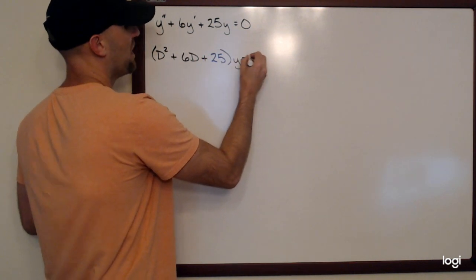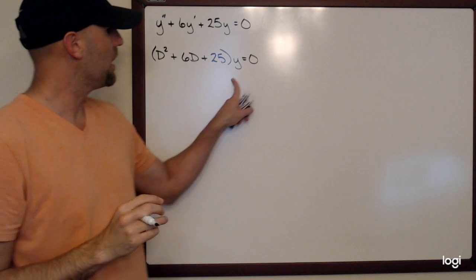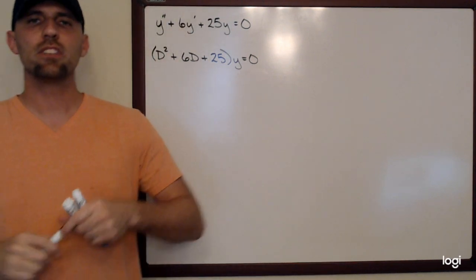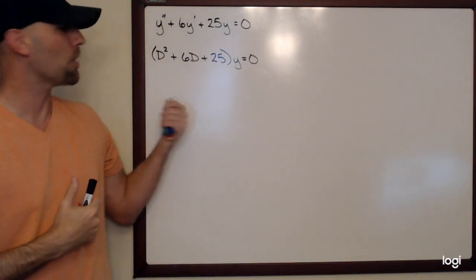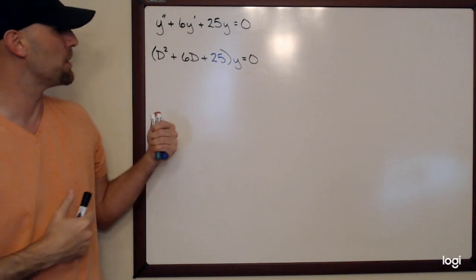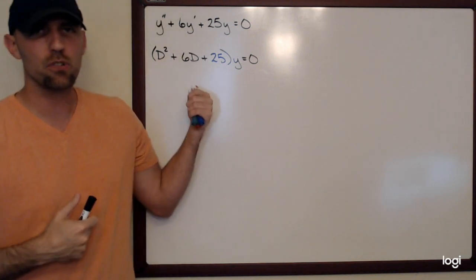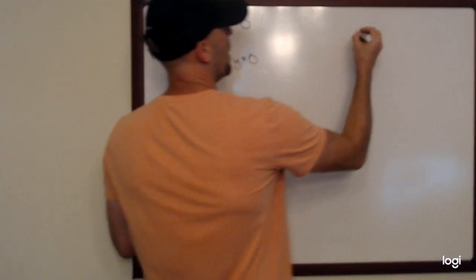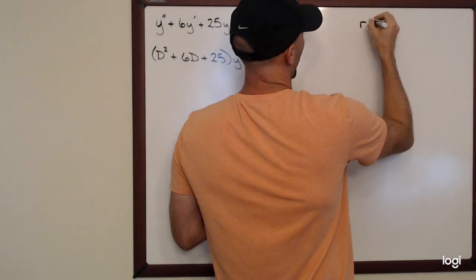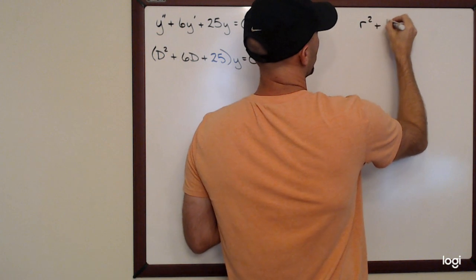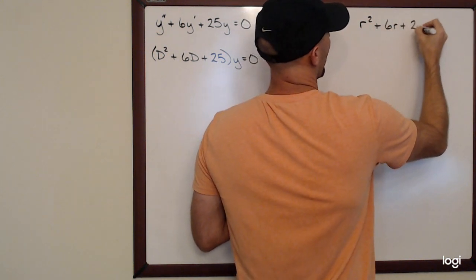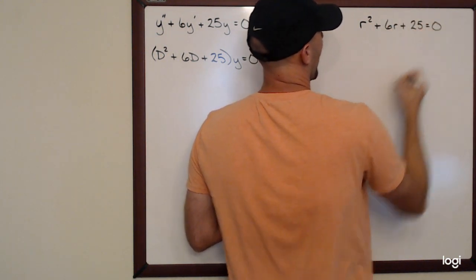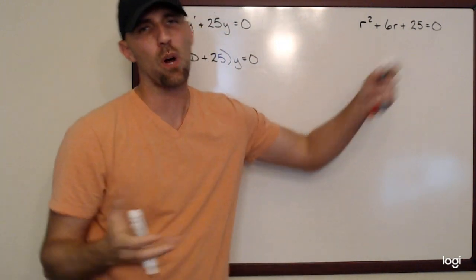Okay. All right. And again, we're going to look to find solutions to this. It's second order. I know I need two solutions, two linearly independent solutions. But I'm looking to find solutions to this by looking at the auxiliary polynomial. That's just the one where I replace all this stuff with r. I got r squared plus 6r plus 25 equals 0.